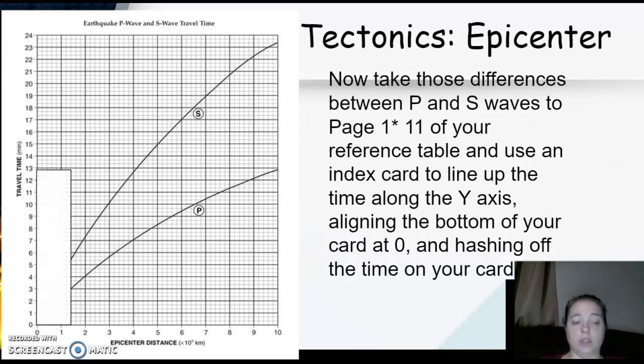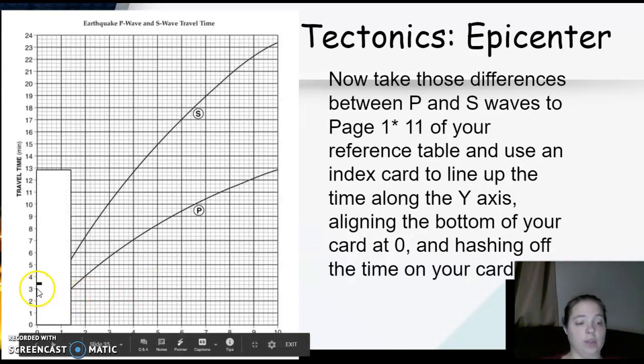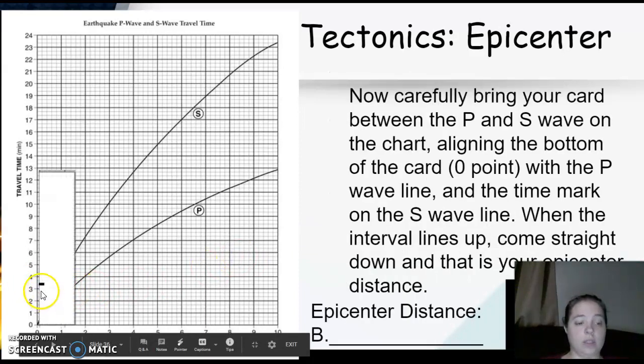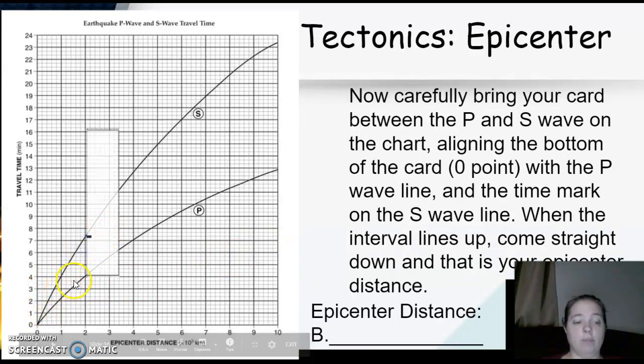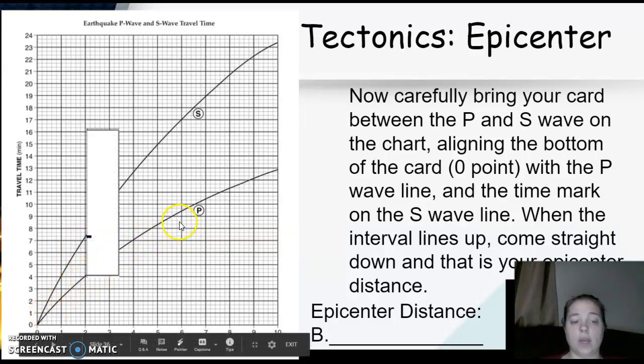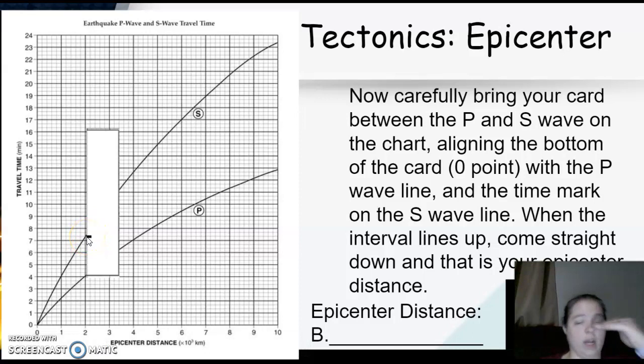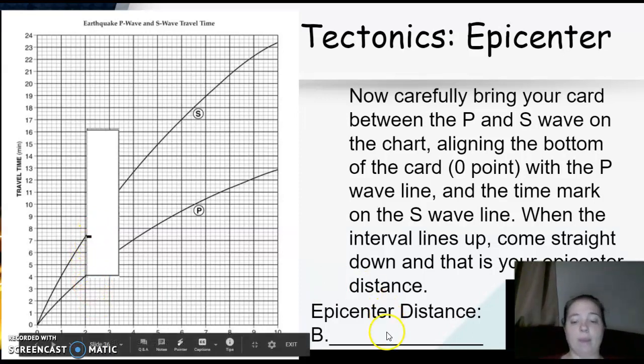B. So I'm going to take it again, and I'm going to hash it off because it was 3 minutes, 20 seconds. I'm going to hash it off there. Then I'm going to take that, and I'm going to drag it up along here till it matches up with the bottom of my line, the 0 line always being on the P, and I've got to match up where the S actually hits that, just like that, almost like a little bullseye. So at that point, my epicenter distance is going to be about 2,000 kilometers.